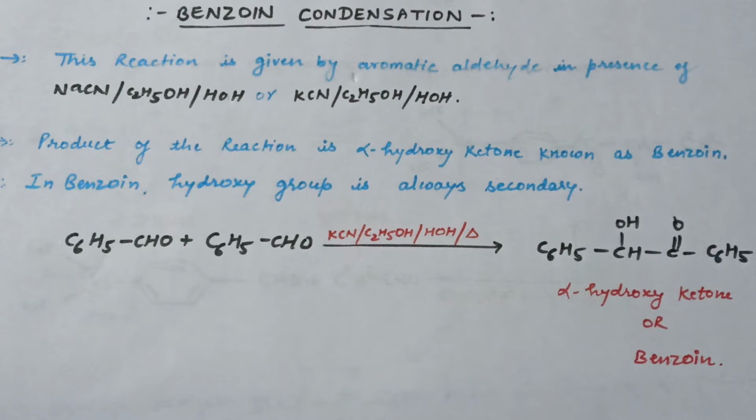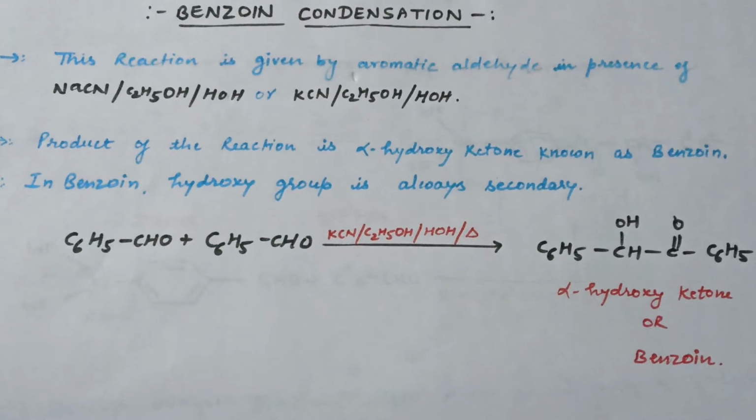In benzoin, the hydroxy group is always secondary. Benzaldehyde reacts with potassium cyanide, ethyl alcohol and water molecule. On heating it gives the product alpha hydroxy ketone, or benzoin. Friends, the reaction you can see on the screen. Friends, this is the basic reaction of benzoin condensation.